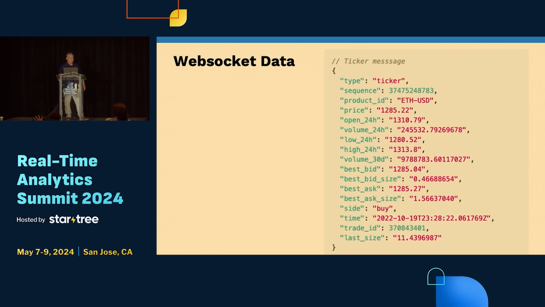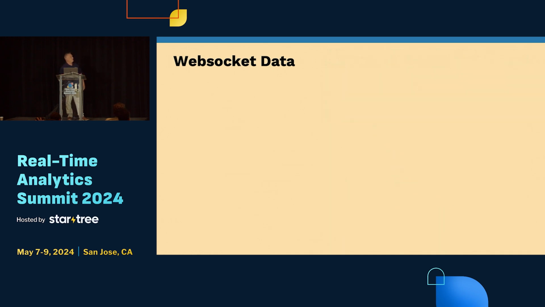This is for the ticker channel. So you get some interesting data: product IDs, prices, last 24-hour windowing data, things like that. A timestamp, which is very important for analytics. Pinot loves timestamps, and we need timestamps for this. Trade sizes, et cetera. So the schema is already defined for you. These are the types of messages you're going to get if you subscribe to that channel.